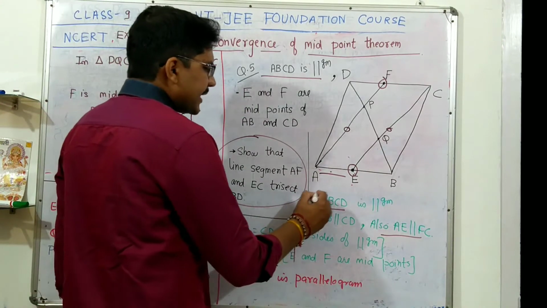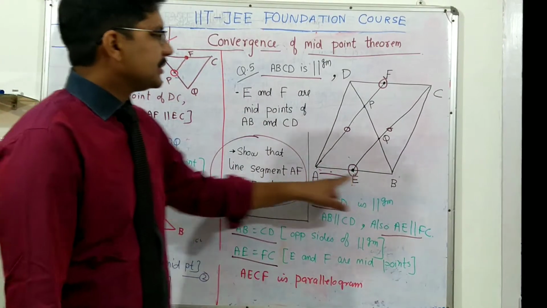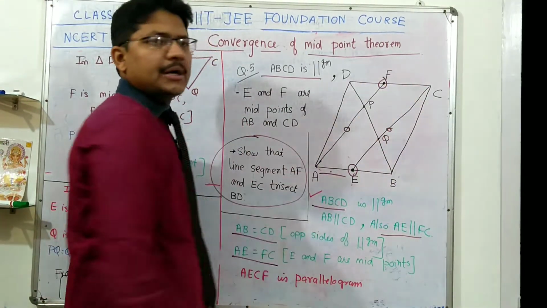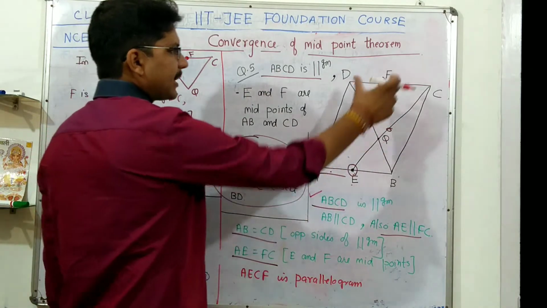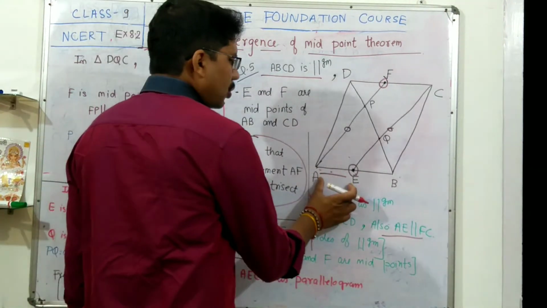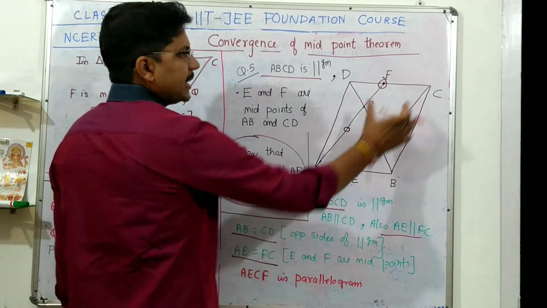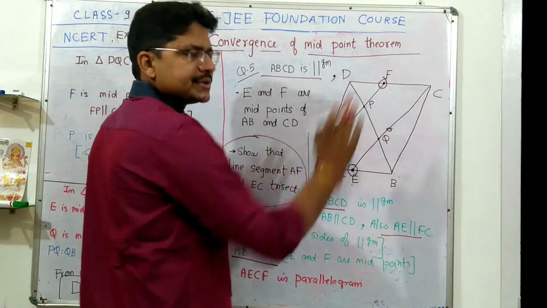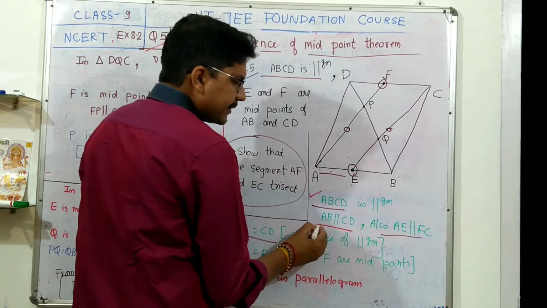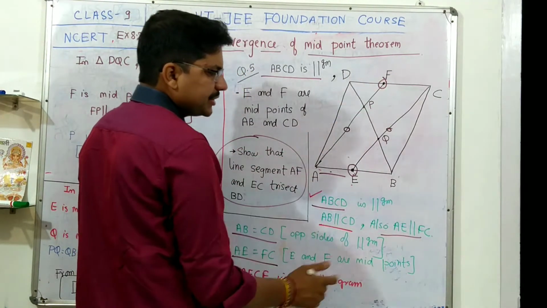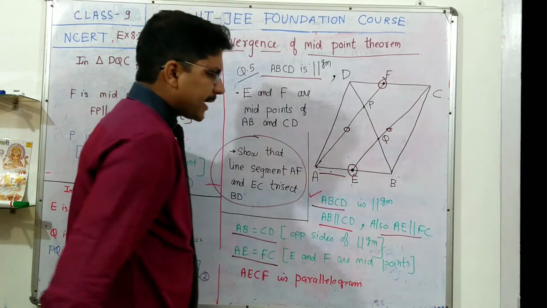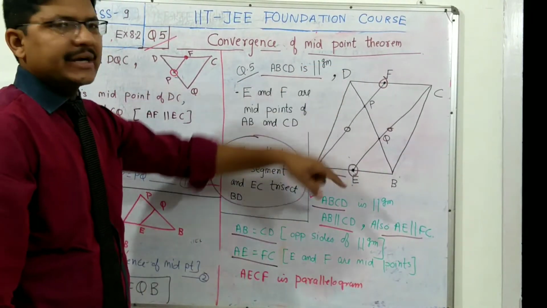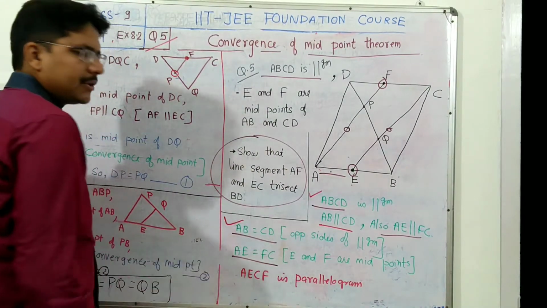The given thing is that ABCD is a parallelogram. So what is the property of a parallelogram? AB will be parallel to CD, and AE will also be parallel to FC, because they are drawn on AB and CD. So the first thing we got is AB is parallel to CD, also AE is parallel to FC. Now AB will be equal to CD, as we know that opposite sides in a parallelogram are equal.